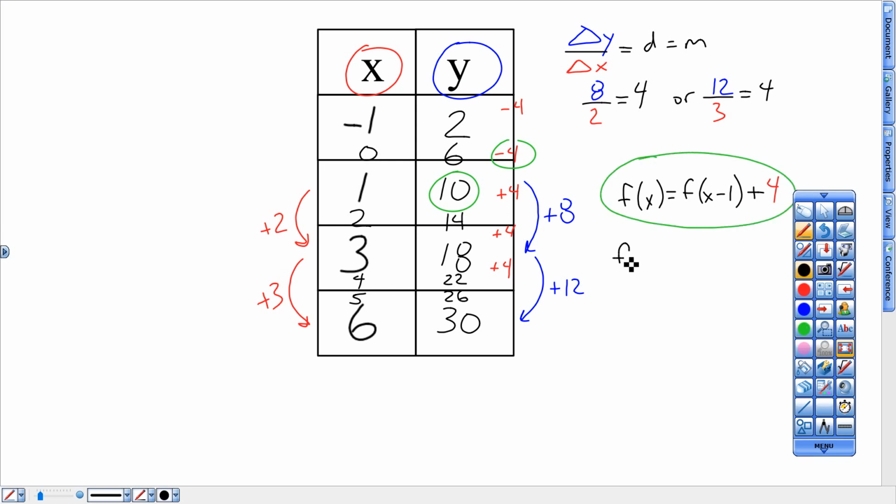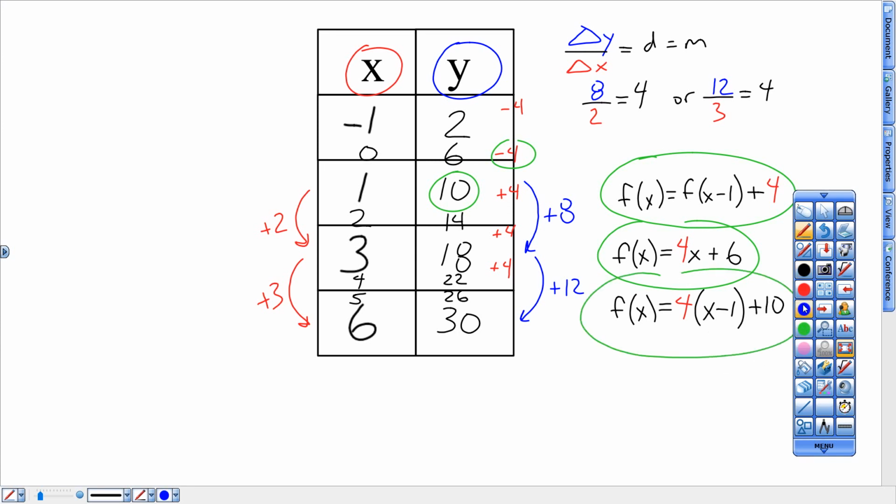For my explicits, if I'm using the 0 term, that's 4x plus that 6 right there when I went down a step. If I use the first term there, which might be a little easier for this one, I got 4 times x minus 1 plus that 10. I could use that one because, again, those are equivalent. Distributing that would give me 4x minus 4 plus 10, and then that would give me that same 4x plus 6. They are equivalent. Second to last word is yellow.